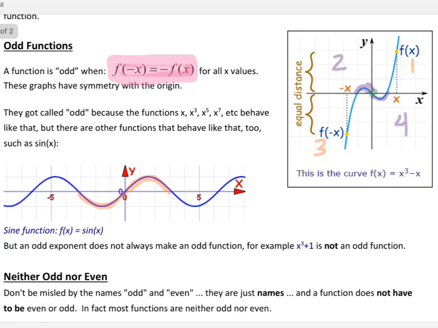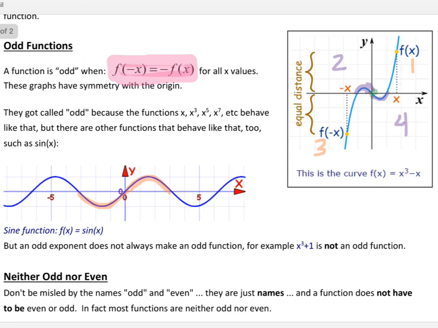Again, not every function has to be even or odd. In fact, most functions are generally neither. Because if you remember, we have all of our parent functions, but then we can do transformations, really an infinite amount of transformations to all of the parent functions. So sometimes when you start introducing some of the transformations, the graphs no longer remain even or odd.